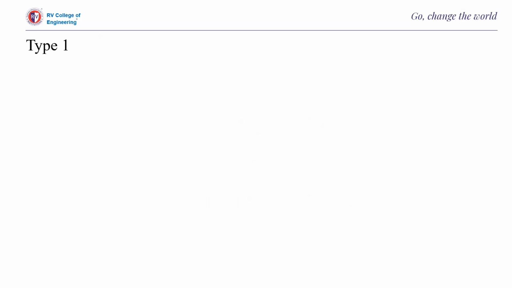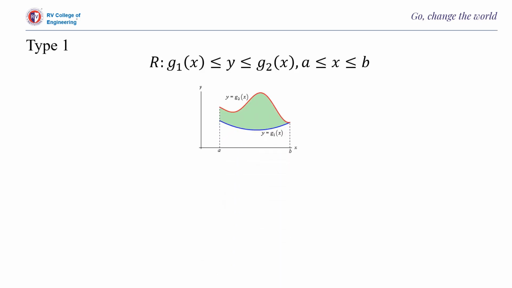Type 1, where the region R is bounded by the curves y equal to g1 of x and y equal to g2 of x and x equal to a, x equal to b. So it is as shown in the figure. In the figure we can see that the region is bounded by the curves y equal to g1 of x, y equal to g2 of x and x equal to a, x equal to b.